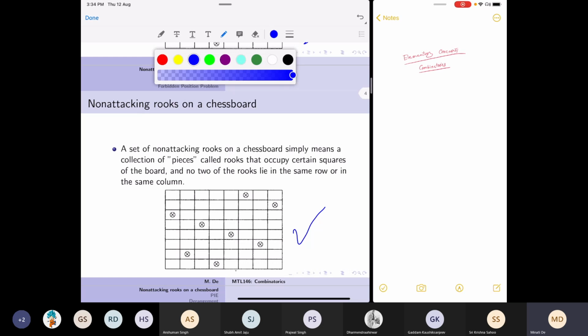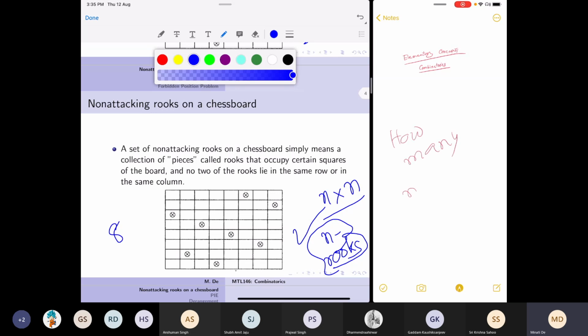Now the question is, is it the only configuration? Let's say I have an n cross n board and n rooks. For example, in this particular figure, it is an 8 cross 8 board and I have 8 rooks, and I gave them one position such that it is a non-attacking position. But of course, it might not be the only possible position where all the rooks are in non-attacking position. There might be several arrangements possible. The question is how many arrangements are possible?